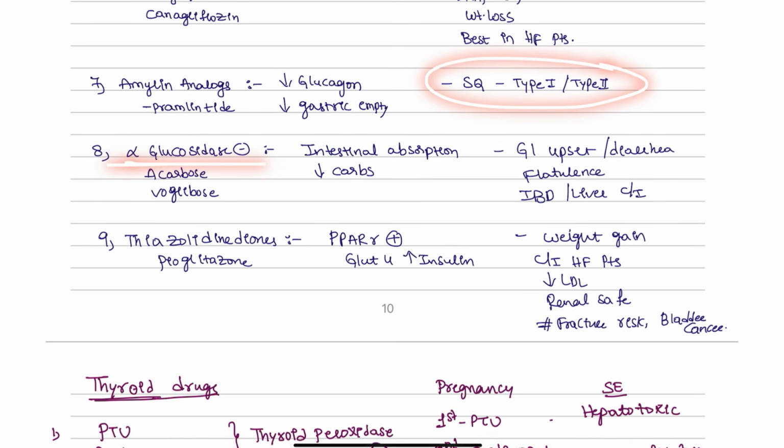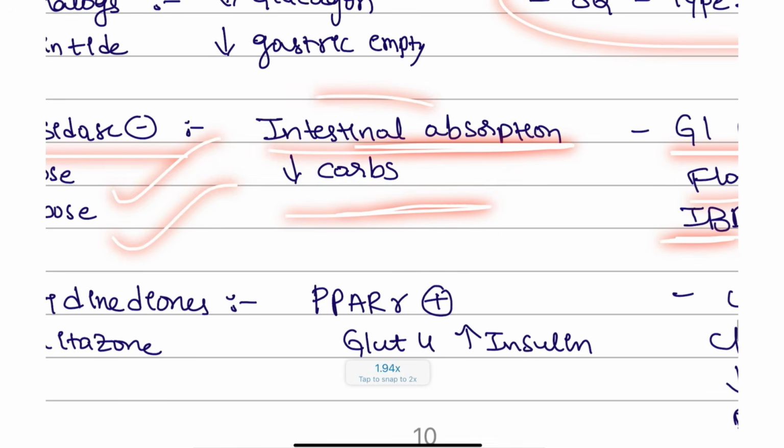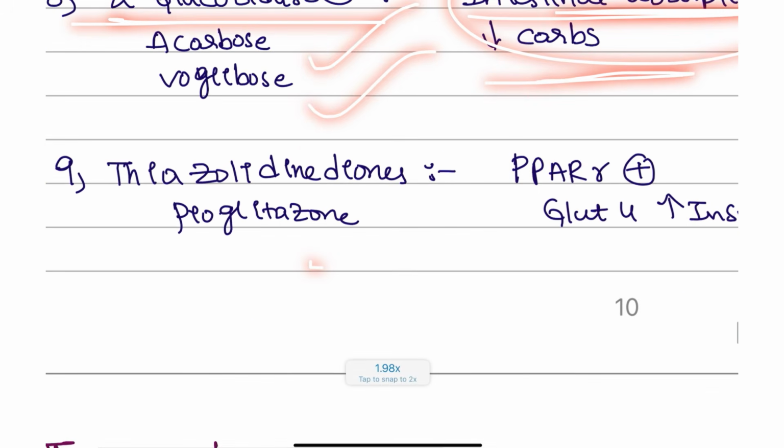Alpha glucosidase inhibitors, acarbose, voglibose. Intestinal absorption of the carbohydrates is decreased. So what happens? GI upset, diarrhea, flatulence, and inflammatory bowel disease, liver conditions. We should not give this, as it is directly acting on the intestines.